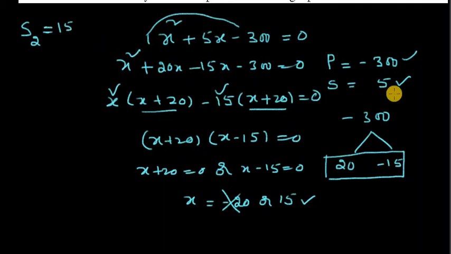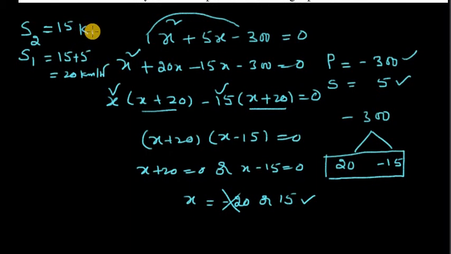In the given sum, he already told that the first train is 5 kilometers per hour faster. So 15 plus 5 is equal to 20 kilometers per hour. And this is also in kilometers per hour.